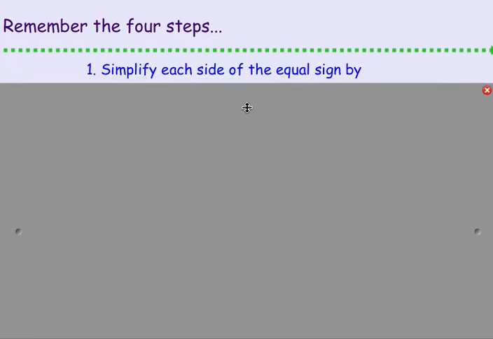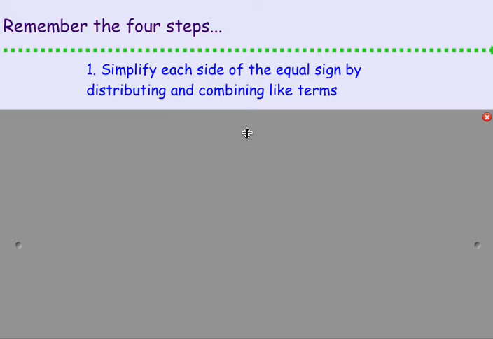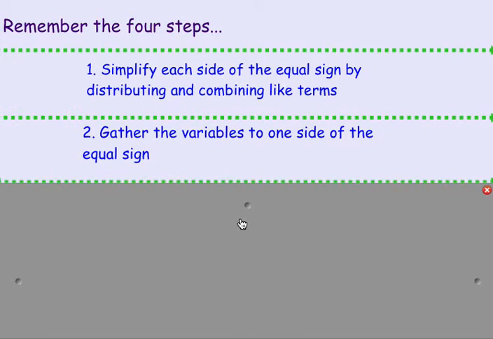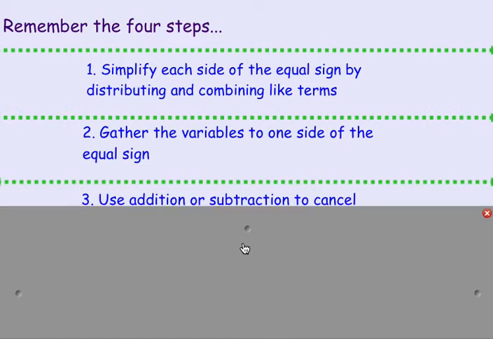The reason why I want to review those steps is when you get stuck and you don't know where to go next on a problem, this is a really great way of helping you figure out where to go next. So the first step is to simplify each side of the equal sign by distributing and simplifying each side. Next, the step is to gather the variables onto one side of the equal sign. So we want to get everything with a letter on one side.